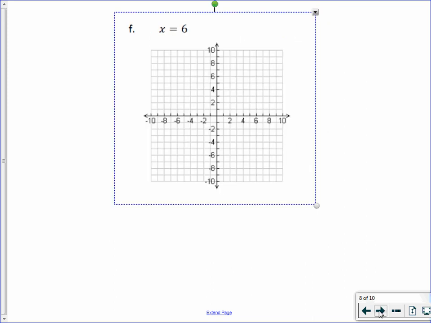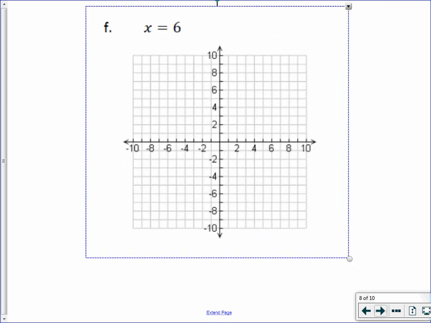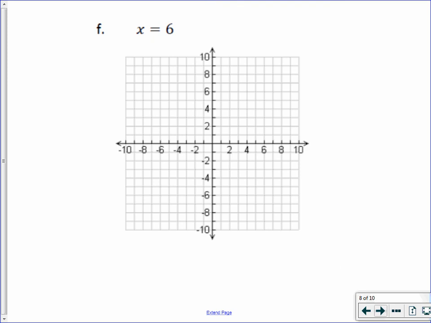All right, so here for F. Ooh, again, I'm looking at this and I see something weird. See if you can figure out what's weird with this one. There's only one variable again, so we know if we only have one variable, it's special, right? This is an x equals, so I'm going to go on my x-axis to 6, and I'm going to draw a line straight through it.